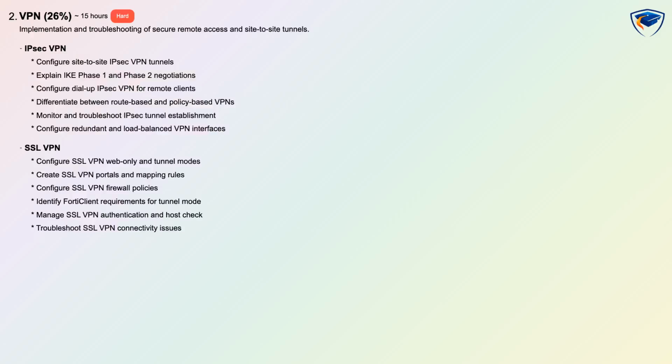VPN accounts for 26%, is marked hard, and expects about 15 hours of hands-on and conceptual work with practical troubleshooting. You will configure site-to-site IPsec tunnels, learn IKE Phase 1 and 2 negotiation details, and distinguish route-based from policy-based VPNs, including dial-up and redundant or load-balanced VPN interfaces. The SSL VPN topics cover web-only and tunnel modes, portals and mapping rules, firewall policies, FortiClient requirements, authentication, host checks, and real-world troubleshooting of connectivity issues.